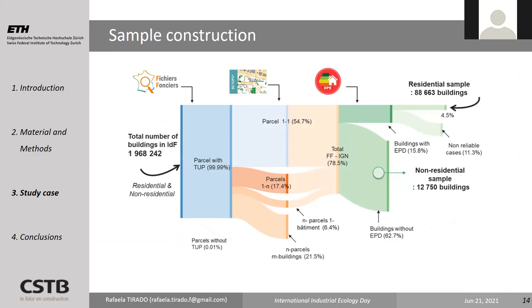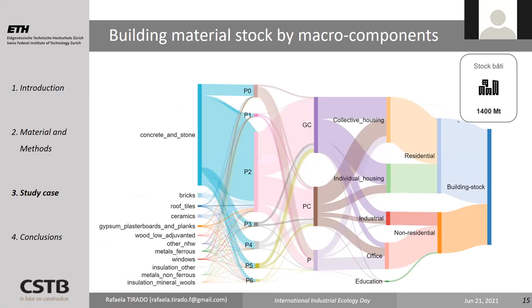Here we have the sample construction. In the entry, we have 1 million buildings, and for the sample, we have only 100,000 buildings. So it represents only 5% of the population. For the results, we can have results for every segment in the population or in the sample, like the construction period, the use of building, or the macro component composition.